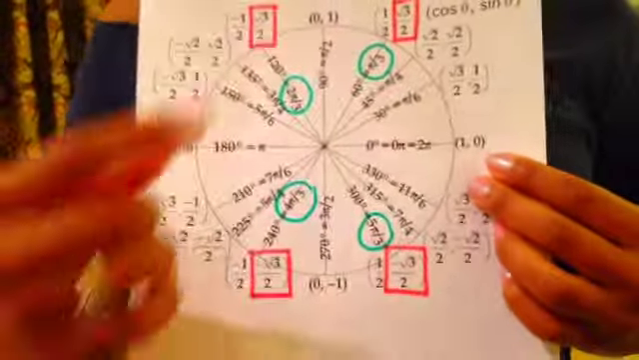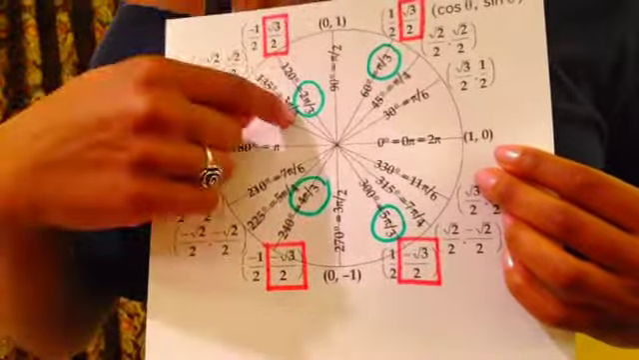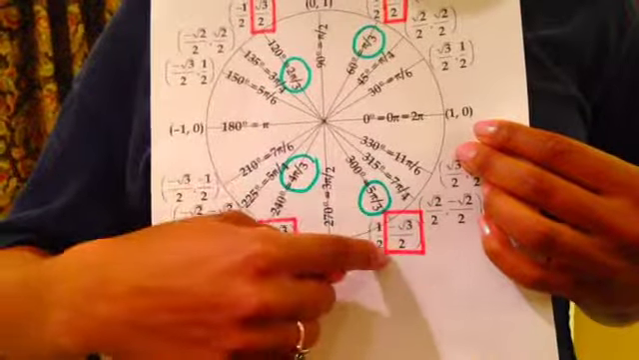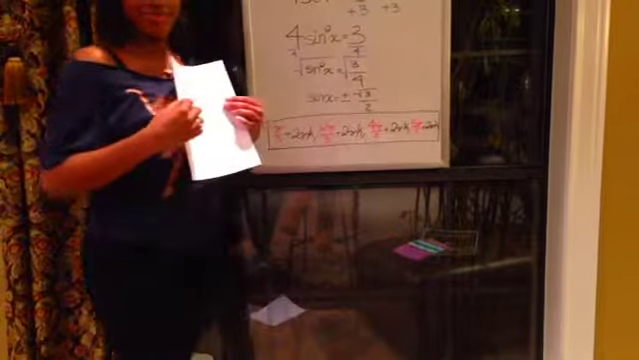Now find that on your unit circle. The radians you get are pi over 3, 2 pi over 3, 4 pi over 3, and 5 pi over 3. And add 2 pi. And now we're solving trig equations.